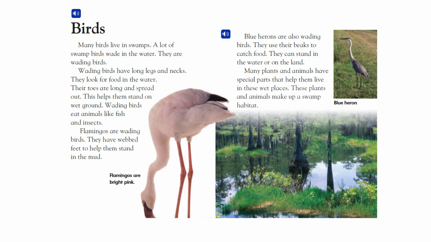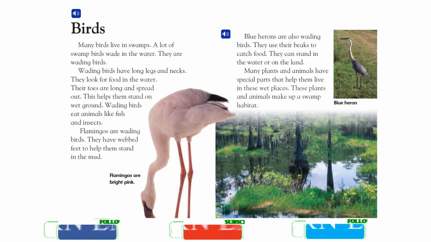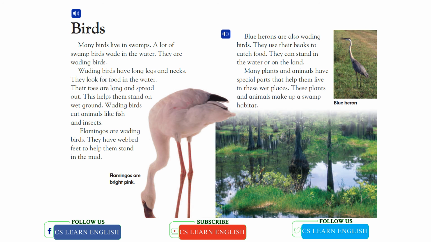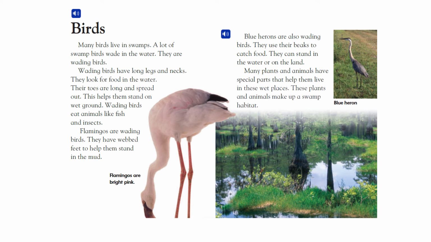Birds. Many birds live in swamps. A lot of swamp birds wade in the water. They are wading birds. Wading birds have long legs and necks. They look for food in the water. Their toes are long and spread out. This helps them stand on wet ground. Wading birds eat animals like fish and insects.